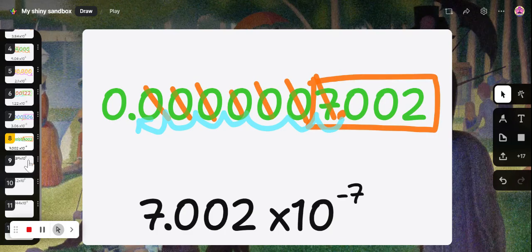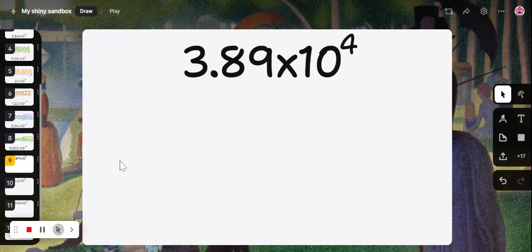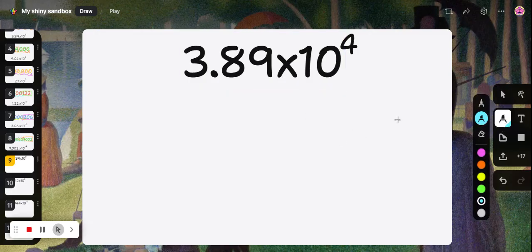All right, so now we have practiced writing very large and very small numbers in scientific notation. We also need to know how to write a number in standard form given it in scientific notation. 3.89 times 10 to the positive 4. This is a positive number, so I know that we're moving to the right, but also that this is going to be a large number.